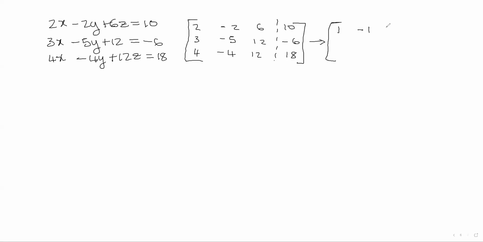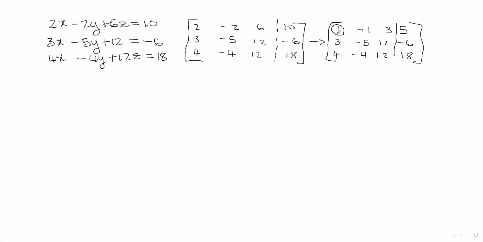Minus 1, and then 3, it's 5, right? Then 3, minus 5, 12, minus 6, then 4. Oh, wait, we should actually divide this one by 2. But let me just leave it like this. 4 minus 4, 12, 18, right? And then now we have a leading one.